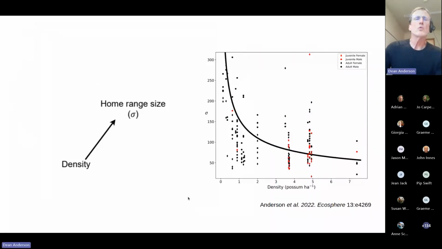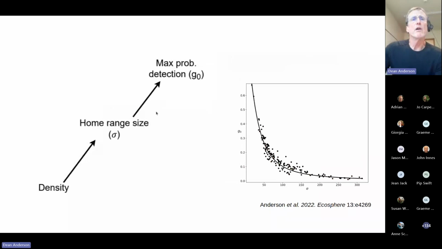And so we know that in a lot of species, density is correlated with home range size, or home range size is correlated with density. So in possums, for example, we found a negative relationship where when possum density increases, sigma or home range size decreases. Moving on, we know that sigma or home range size is correlated with our maximum probability of detection, which we also observed in possums. So increasing home range size or increasing sigma, we see a decrease in G0.